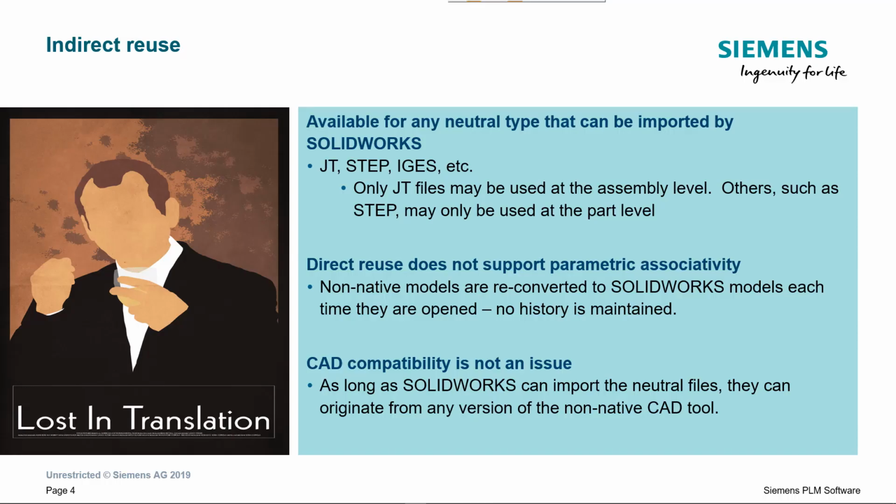Indirect reuse is the more traditional data exchange technique, in which a neutral file is exported from the CAD session, then imported into SolidWorks. Common examples are STEP and JT. In the managed Teamcenter environment, it has several limitations, as noted here. Unlike direct reuse, indirect reuse cannot provide parametric associativity. Any CAD-level constraints attached to non-native models will be lost the next time the SolidWorks assembly is opened. On the plus side, version compatibility is usually not an issue with indirect reuse, precisely because the exchange format is neutral to both the authoring and the reusing CAD software.